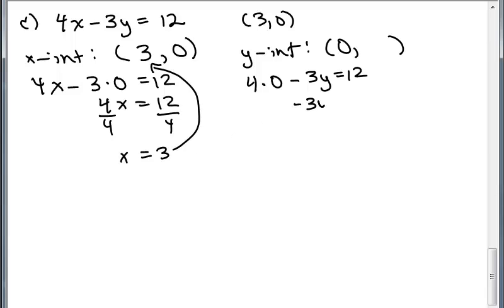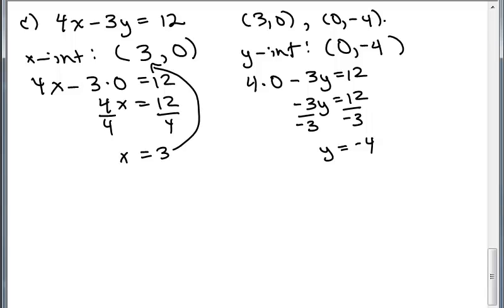And that means we have negative 3y equals 12. And we'll divide both sides by negative 3 this time. So y is negative 4. So we have two ordered pairs. 3, 0 and 0, negative 4. Now there's two ways to get the slope.